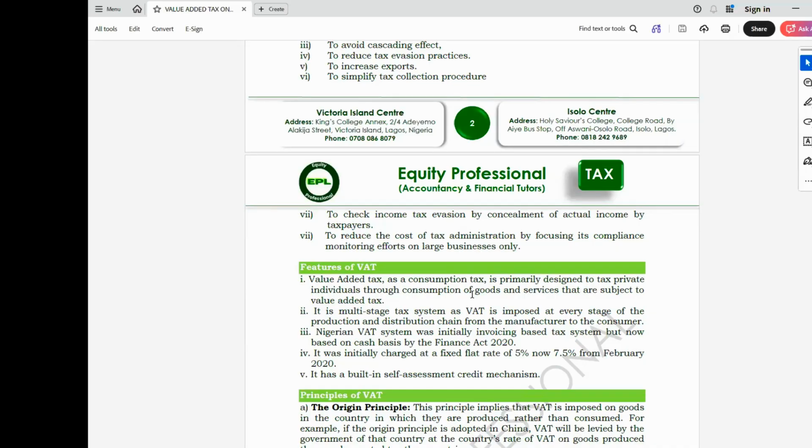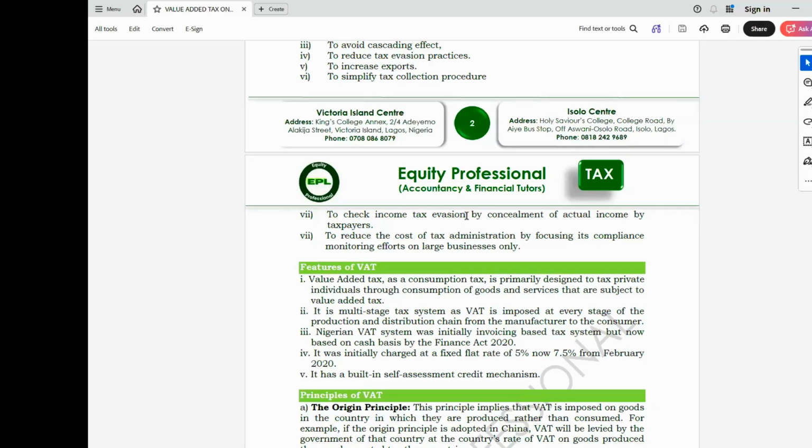It has an inbuilt self-assessment credit mechanism. So it is a system whereby you have to charge the VAT yourself. You don't have to wait for the government to tell you before adding the VAT. So you have to add it once that item is an item that is liable to value-added tax.